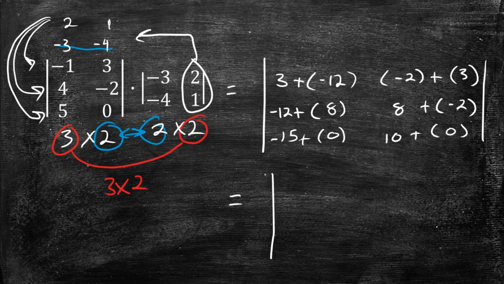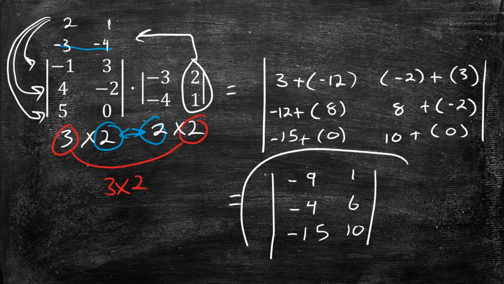And the last thing we want to do is just add those numbers together and get our matrix. So 3 minus 12 is -9. -12 plus 8 is -4. -15 plus 0 is -15. And then on the top right, we'll get 1, 6, and 10. All right, so this is going to be our final answer here, and this example is complete.